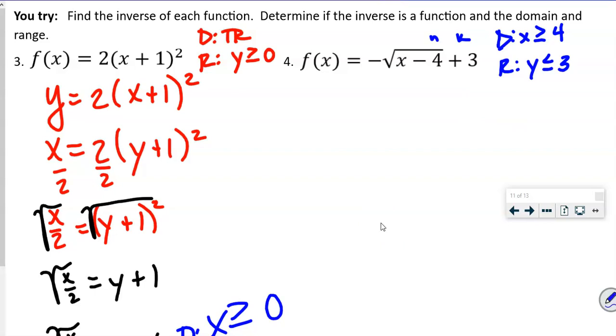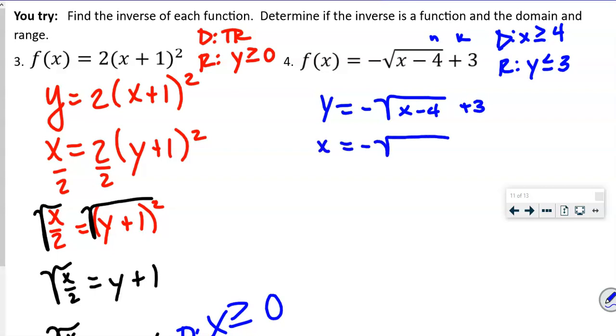So once again, let's work this. So this is y equals negative square root of x minus 4 plus 3. So we're going to flop the x and y. So this is now x equals negative square root of x minus 4. Sorry, y minus 4. See, I got to watch that.